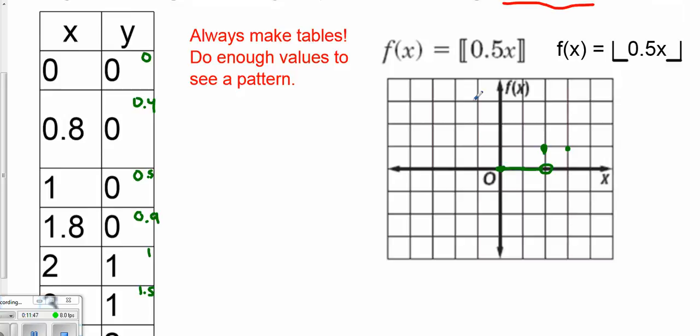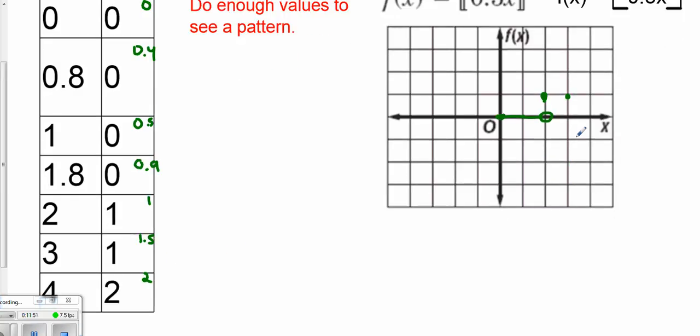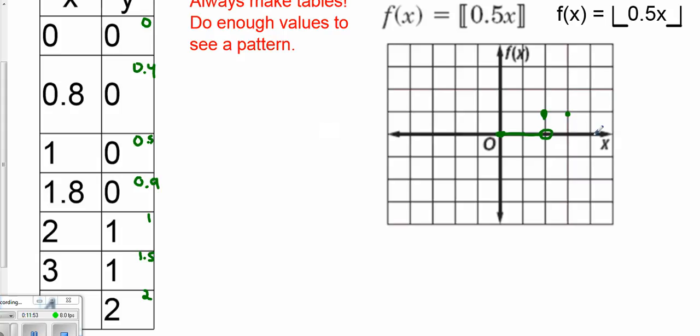Notice, we don't make another jump until x is 4. 0.5, or a half, times 4 is 2. 2 rounded down is just 2. So it isn't until on our x-axis, way over here at 4, that we finally make the jump to 2. Which means this one is going to come straight across until this spot right here. Similarly, this one will come straight across and come off the screen over here till its next spot. Okay?